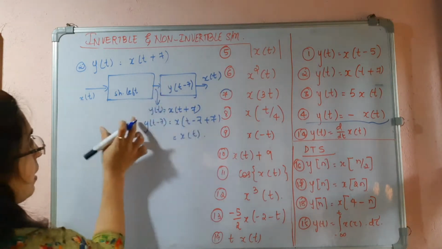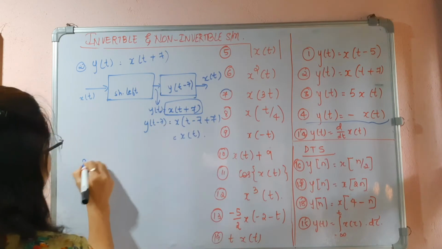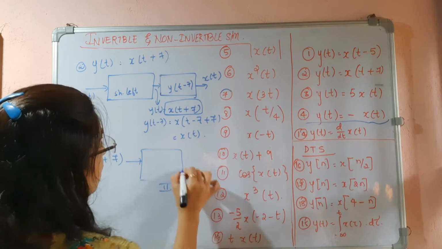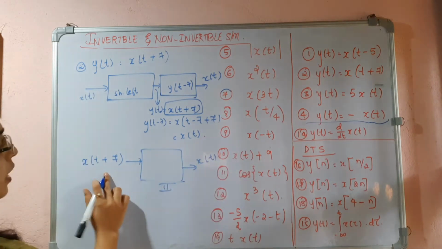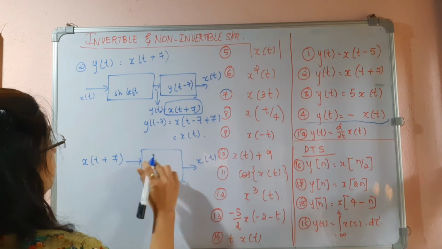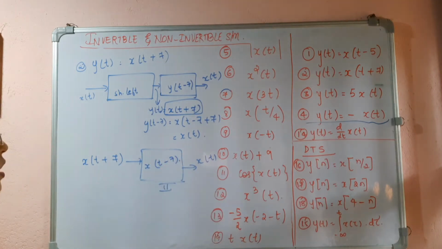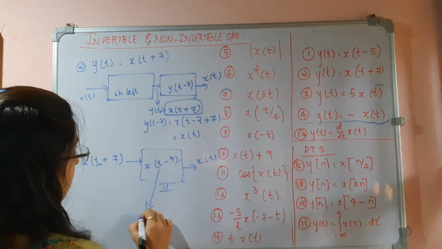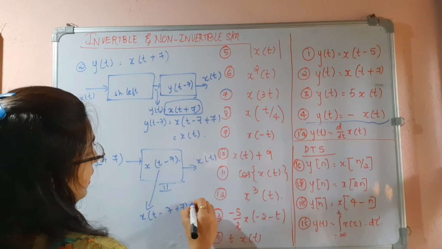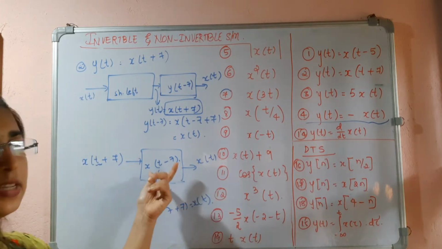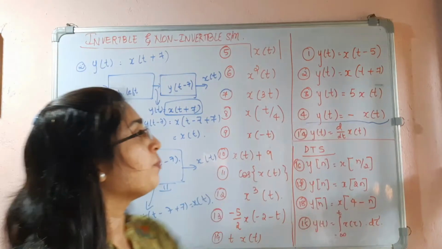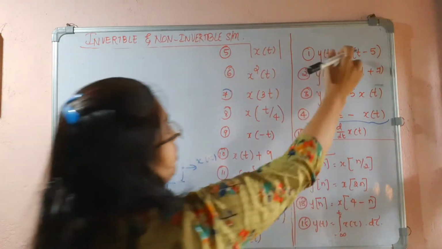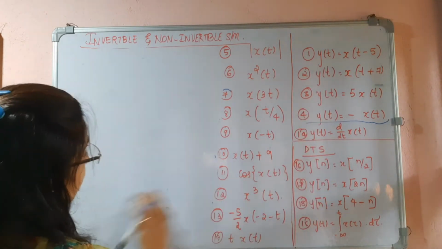If I consider this separately, this was your output. So x of t plus 7 is the input to this particular system, system 2 now. To get x of t, what do I have to do? I have to shift it, so I will do t minus 7. Replace this t by t minus 7, and I will get x of t. So x of t minus 7 is the inverse system of this. These two were time shifting.